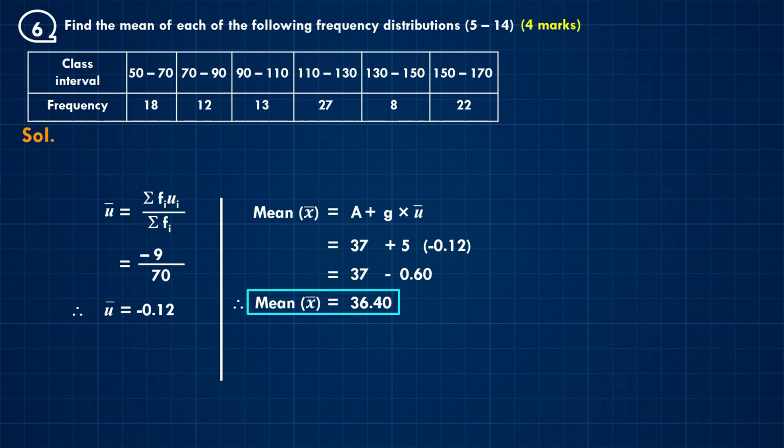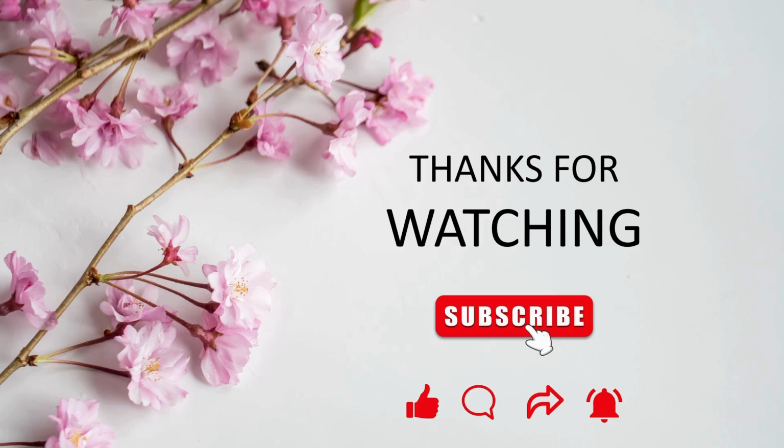So that's all for today. We have completed the step deviation method, and I showed you some problems with this step deviation method.